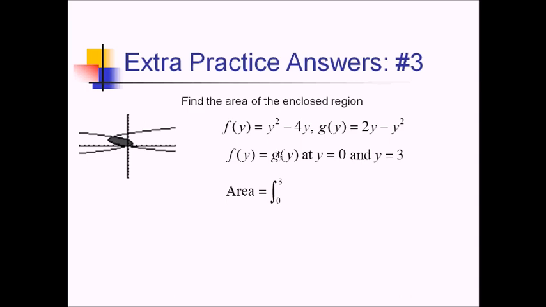Well, one of these has a positive y squared and is going to open to the right. This one opens to the right. This one that has the negative y squared is opening to the left. So this is going to be g of y minus f of y dy.